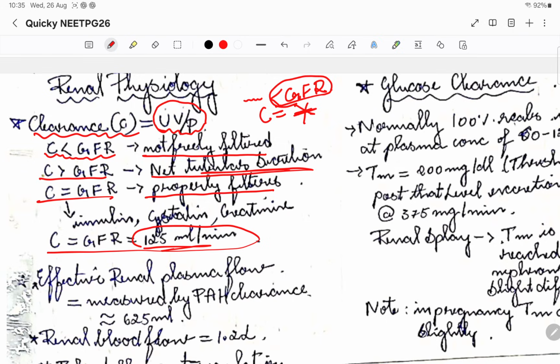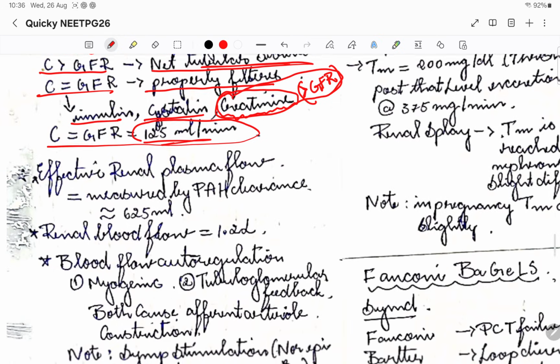The substances that have a clearance equal to GFR are inulin and cystatin. Please remember, creatinine is also almost equal to GFR, but there is a little bit more secretion happening from the tubules. That is why we consider creatinine clearance as more than GFR. So this is the thing with respect to clearance. This is very, very important.